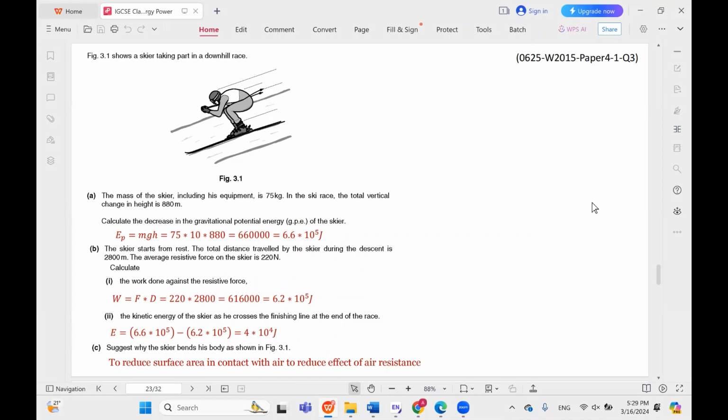Suggest why the skier bends his body as shown. Of course, to reduce the surface area in contact with air, to reduce the effect of air resistance. Because if he's standing and stretching his arms wide open, he would meet more resistance from air. However, if he curls up his body like this, he's minimizing the contact of the body's surface area with air, and therefore minimizing air resistance.